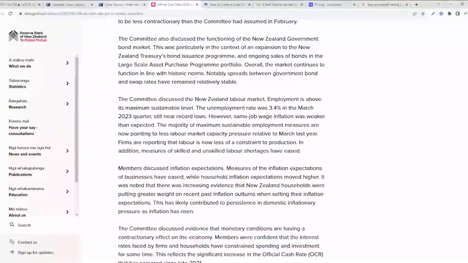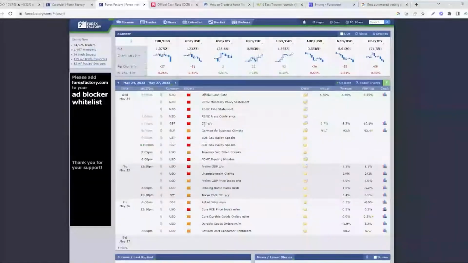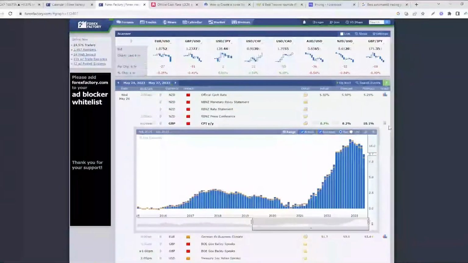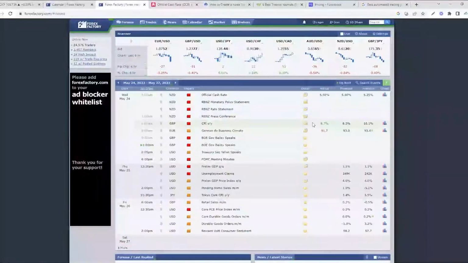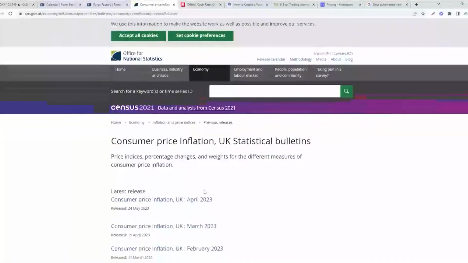And then similarly for other data points, like we had UK inflation earlier today at 6 a.m. GMT, where CPI on an annualized basis has continued to fall, but I believe core CPI is rising. So if we go to latest release, and then here we have it, release 24th of May. This takes you to the Office for National Statistics.